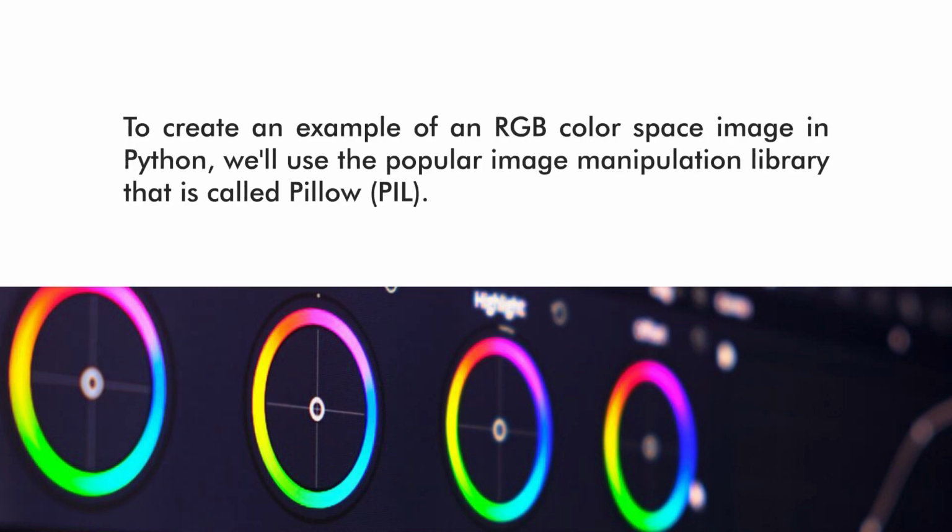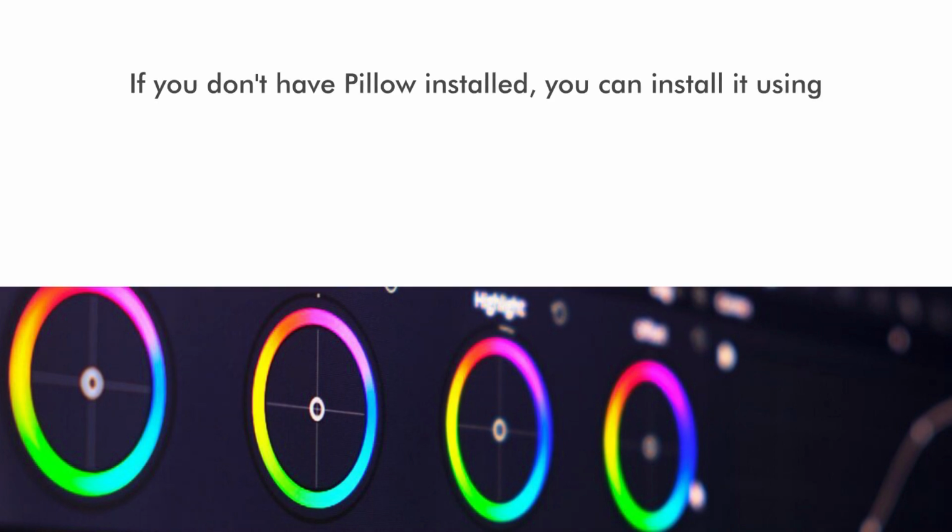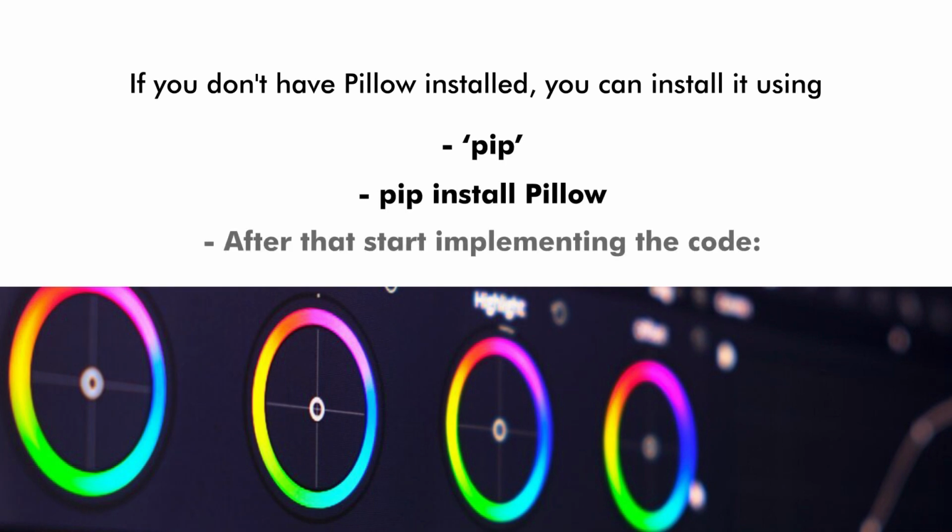So, first of all, we have to create an RGB color space image in Python. For that, we will use the popular image manipulation library that is called Pillow, or we can say PIL. If you do not have Pillow installed, you can install it using pip. So, pip install Pillow, and after that start implementing the code.